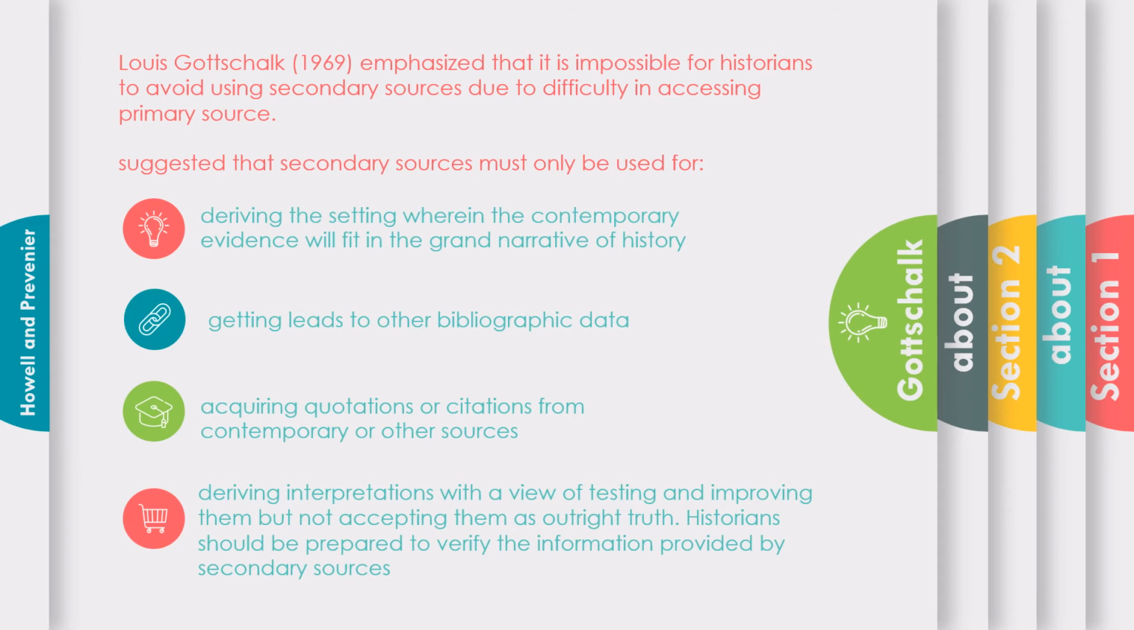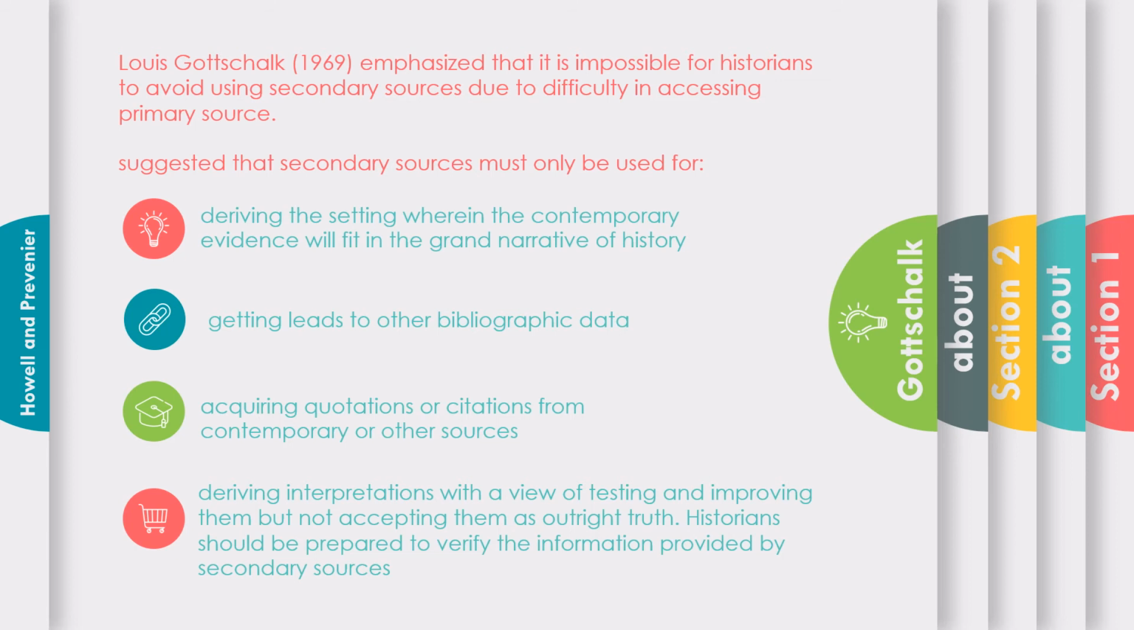Second, getting leads to their bibliography data. Third is acquiring quotations or citations from the contemporary or other sources. And fourth is deriving interpretations with a view of testing and improving them, but not accepting them as outright truth. Historians should be prepared to verify the information provided by secondary sources. Louis Gottschalk is an American historian. He's also a professor at the University of Chicago.